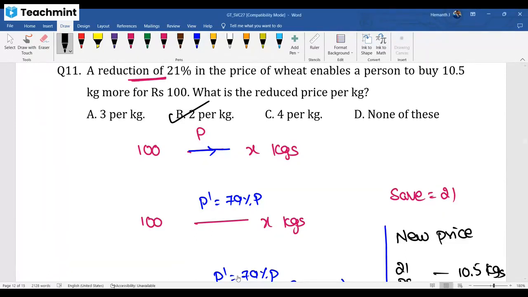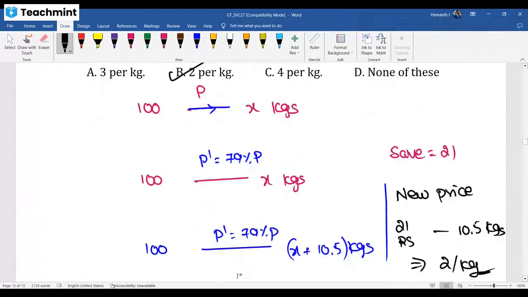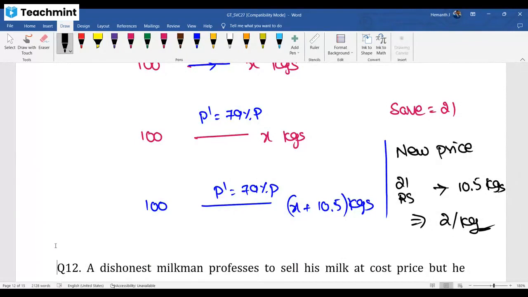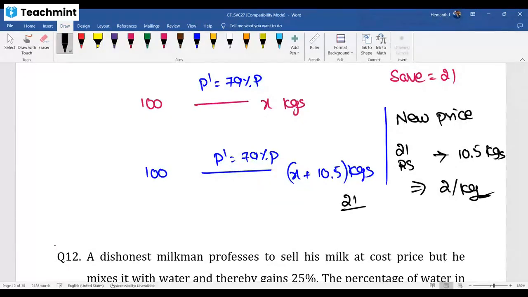Guys, understand, okay. You can save 21 rupees, but here instead of saving 21 rupees, you spend the entire 100 rupees and you are getting 10.5 kgs extra. Means the shop is giving as per the new price, instead of 21 rupees, you are allowed to take 10.5 kgs, means 21 divided by 10.5, which is nothing but 2 per kg.